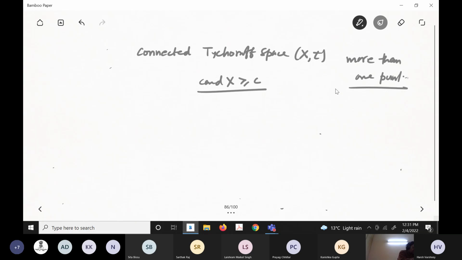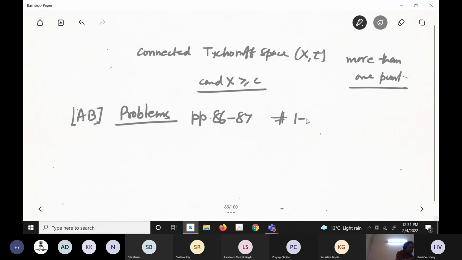I will talk about this again, but I want to talk about the exam first. Let's take Aliprantis and Border. I'm giving the problems assigned. Let me tell you, this is pages 86, 87, and the problems you will do are number 1 to 7, 9, 11. I have just omitted 8 and 10 right now, but right now I'm giving you these nine problems. Okay, right?